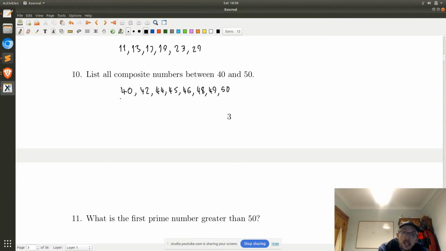But I have to justify that these are composites, don't I? Okay, 40 is 2 cubed times 5. 42 is 2 times 3 times 7. 44 is 2 squared times 11. 45 is 3 squared times 5. 46 is 2 times 23. 48 is 2 to the 4 times 3. 49 is 7 squared, and 50 is 2 times 5 squared.